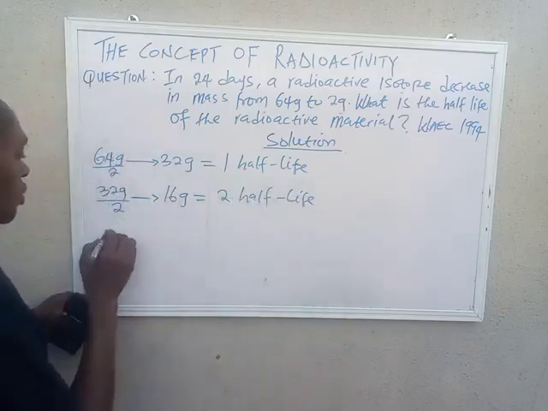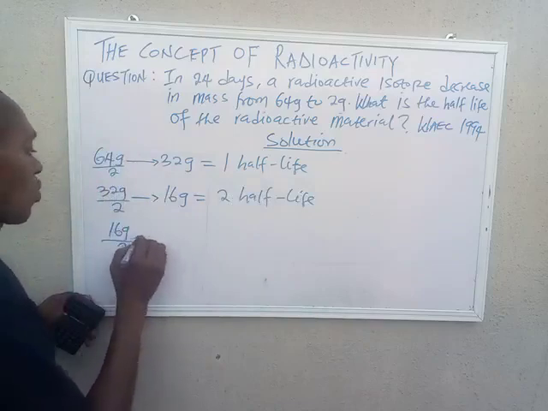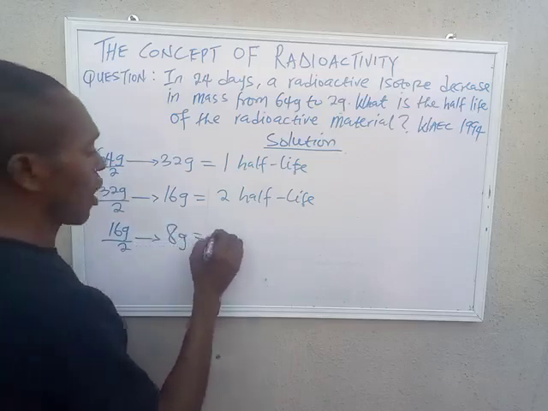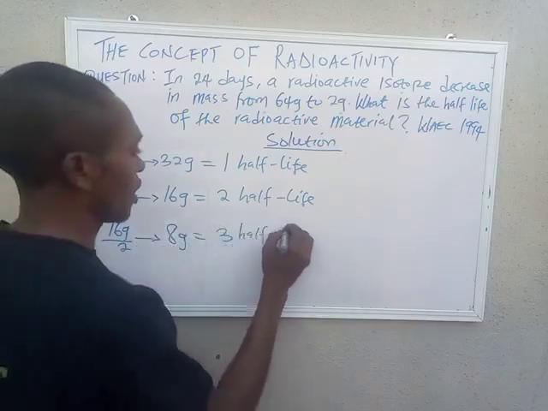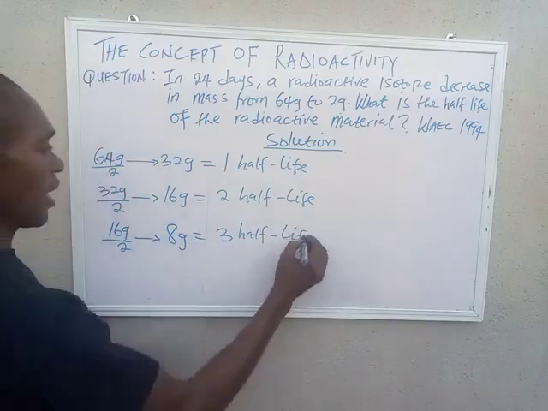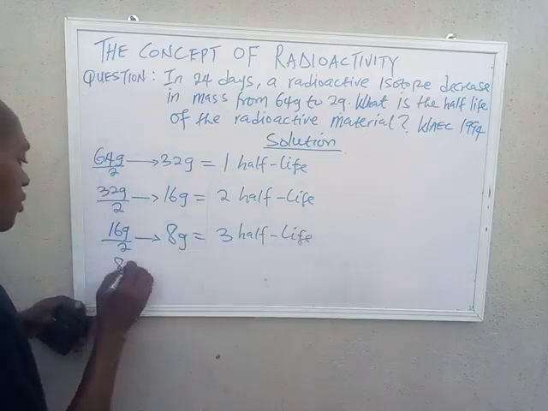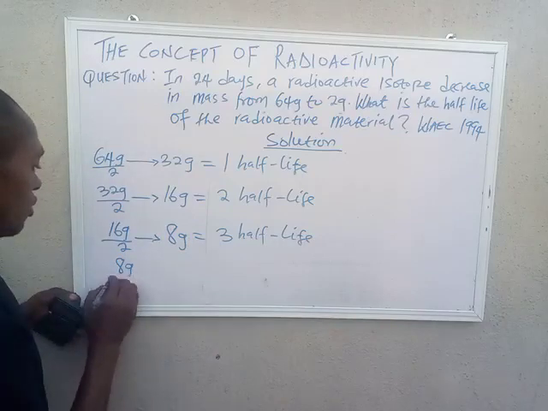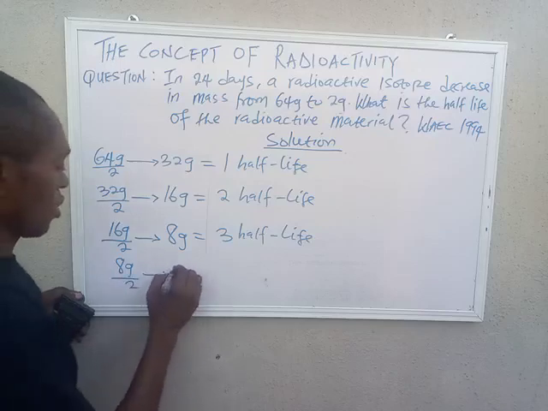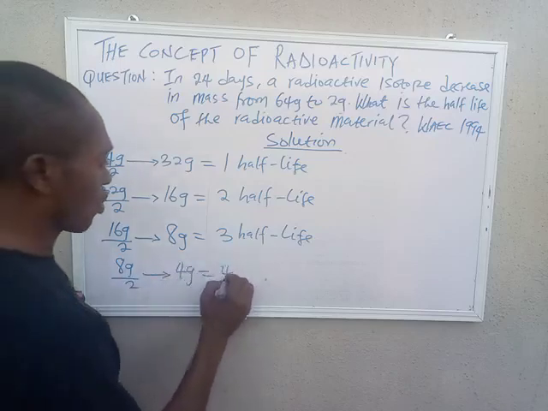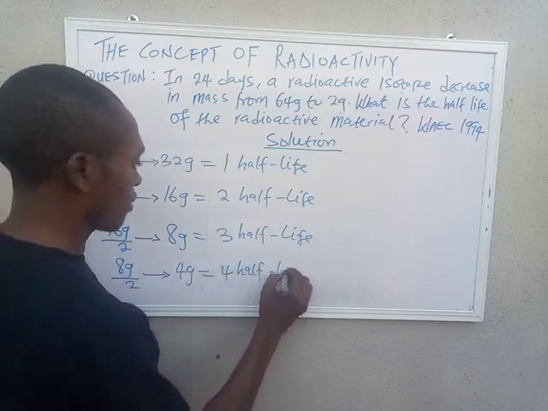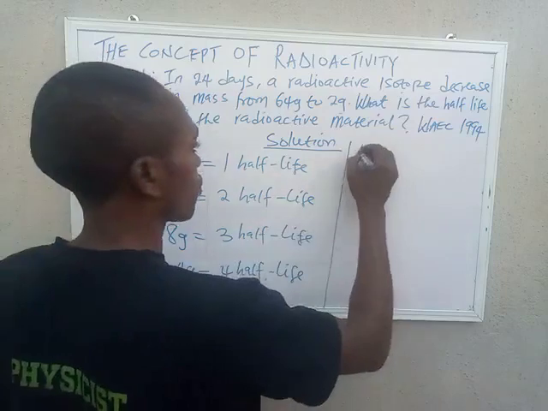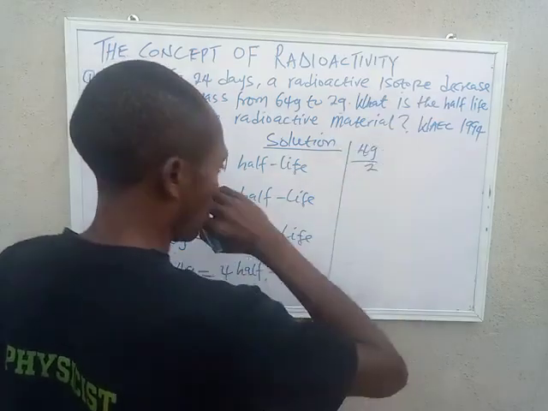The next one will have 16 grams divided by 2, which will give us 8 grams, which is our third half-life. Then next we'll have 8 grams divided by 2. This will give us 4 grams, which is our fourth half-life. The last one will have 4 grams divided by 2.